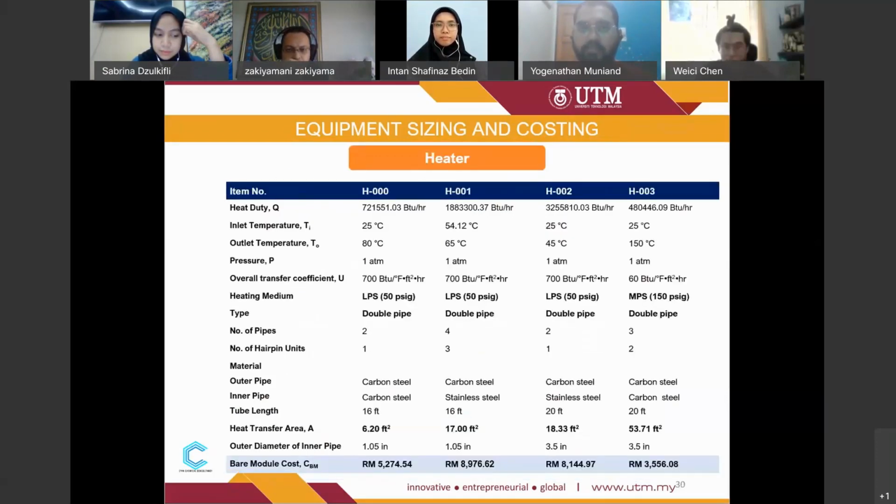Next. As I mentioned before this, there are 4 heaters after the heat integration. For the first 3 heaters, we are using LPS as the heating medium, and for H003, we are using MPS as a heating medium. Since the heat transfer area is less than 200 feet square, double pipe heat exchangers are used for all the heaters. And the bare module cost for the heaters is shown in the slide.